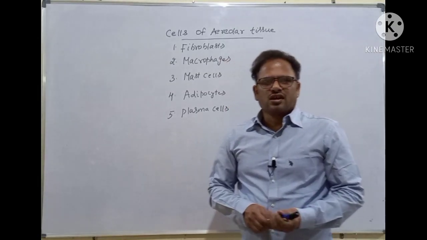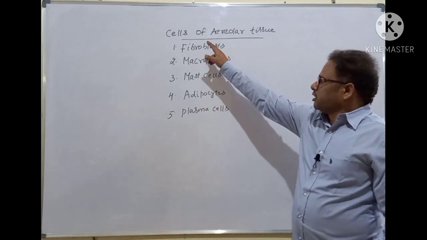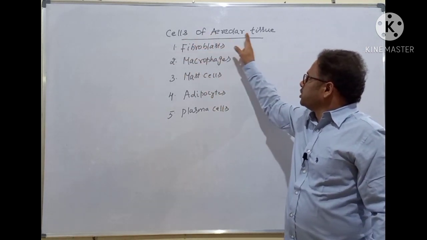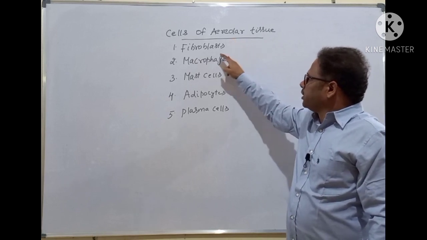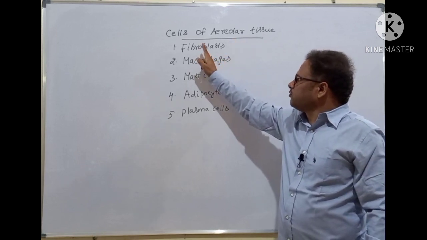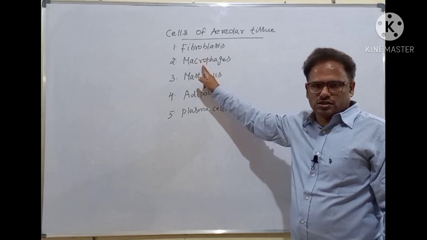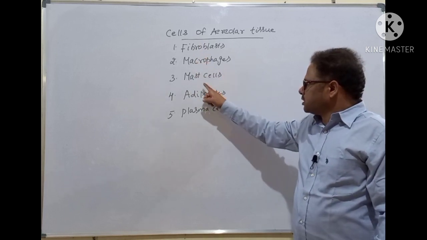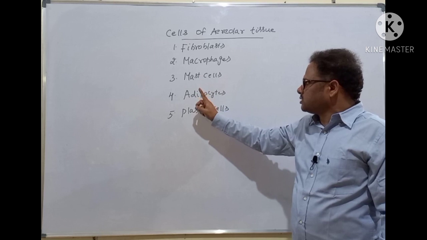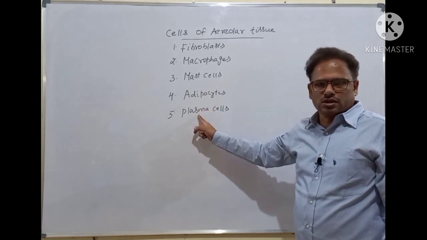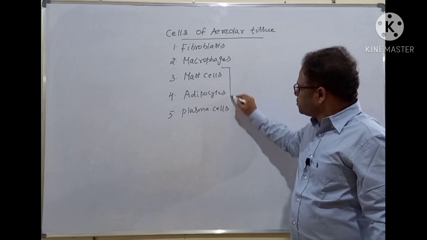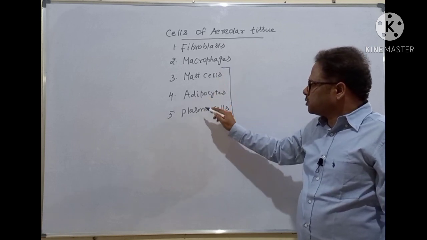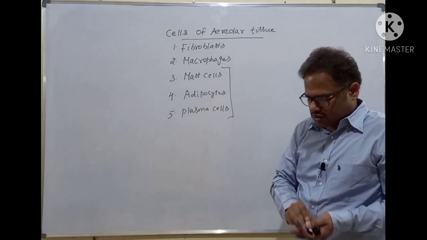Hi students. The current discussion is cells of areolar tissue. In the previous session we had discussed the cells called fibroblasts and macrophages. And today we will be discussing the rest of the three: mast cells, adipocytes and plasma cells. Clear? One by one in detail. So the present discussion is with respect to mast cells, adipocytes, followed by plasma cells.